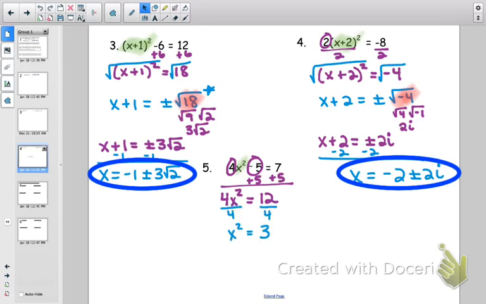4 is not being taken to the second power, so we have to get rid of it before we square root both sides. Now that the x is isolated with the square, we can take the square root of both sides, and plus or minus square root of 3, we can't simplify that. x is already by itself, so we're done.